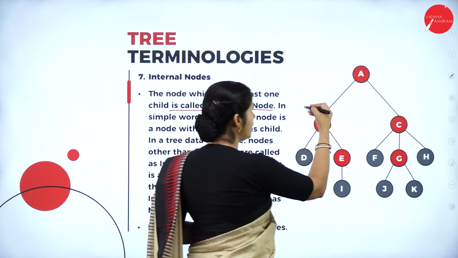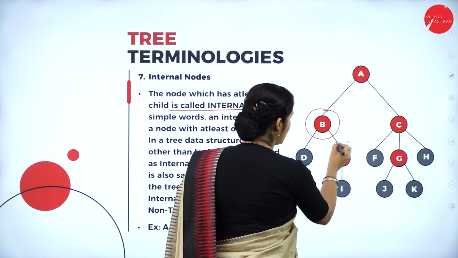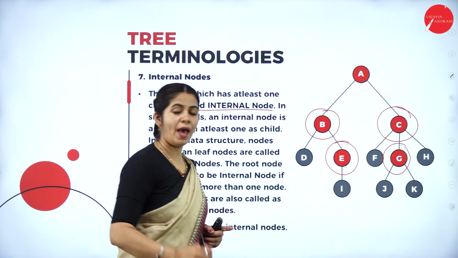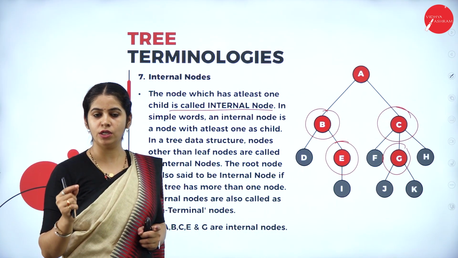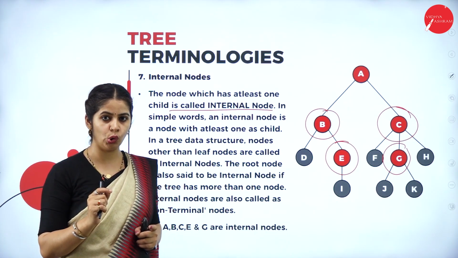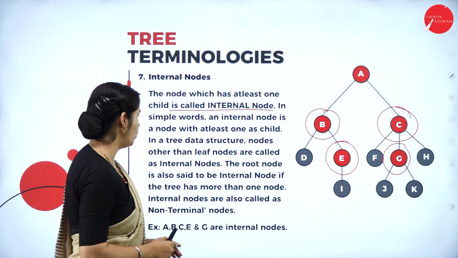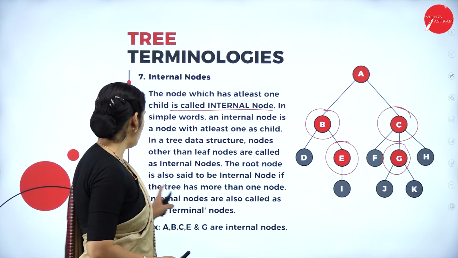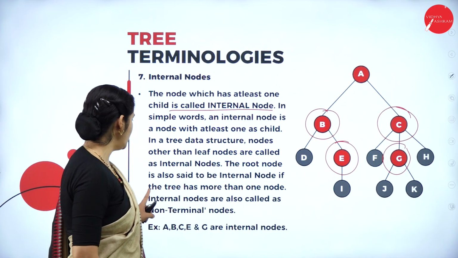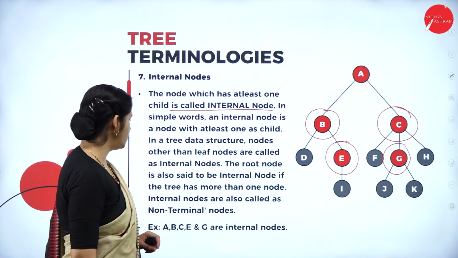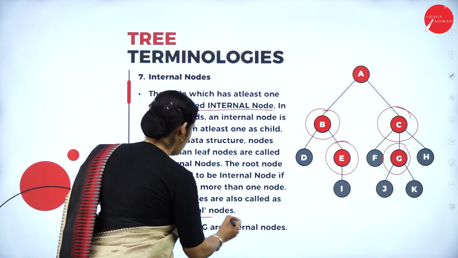Here, what are all the internal nodes? B, E, G and C. A parent node can also be an internal node, but a leaf node cannot be an internal node. The root node is also said to be an internal node if the tree has more than one node. The internal nodes are also called non-terminal nodes.